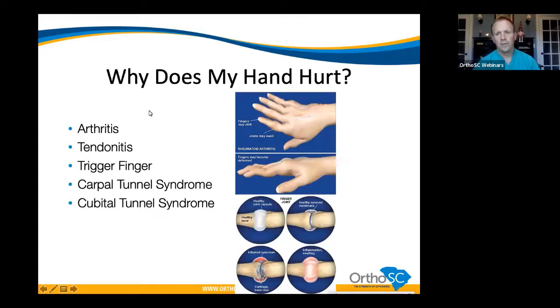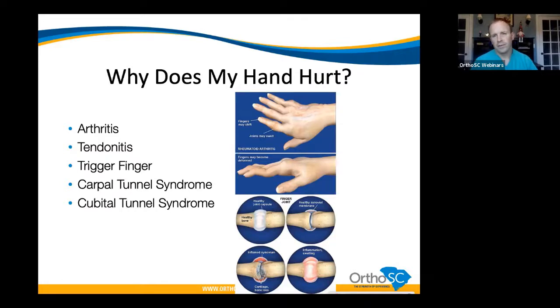Okay, so why does my hand hurt? There are lots of different reasons why your hand could hurt, and we'll go through several different reasons today. Arthritis is when the bones in the joints are having problems. Tendonitis is when the tendons that actually move the fingers and the joints can get inflamed and cause pain. Trigger finger is a specific type of tendonitis.